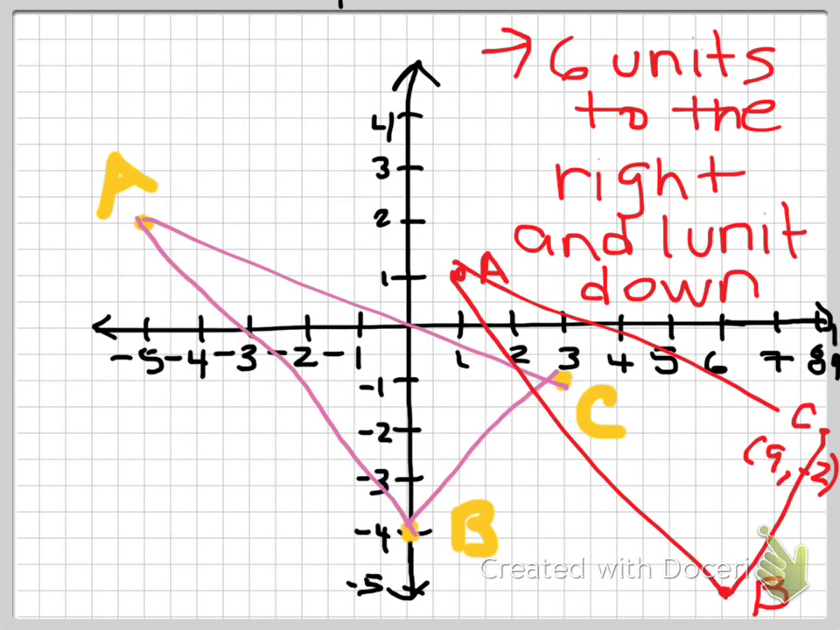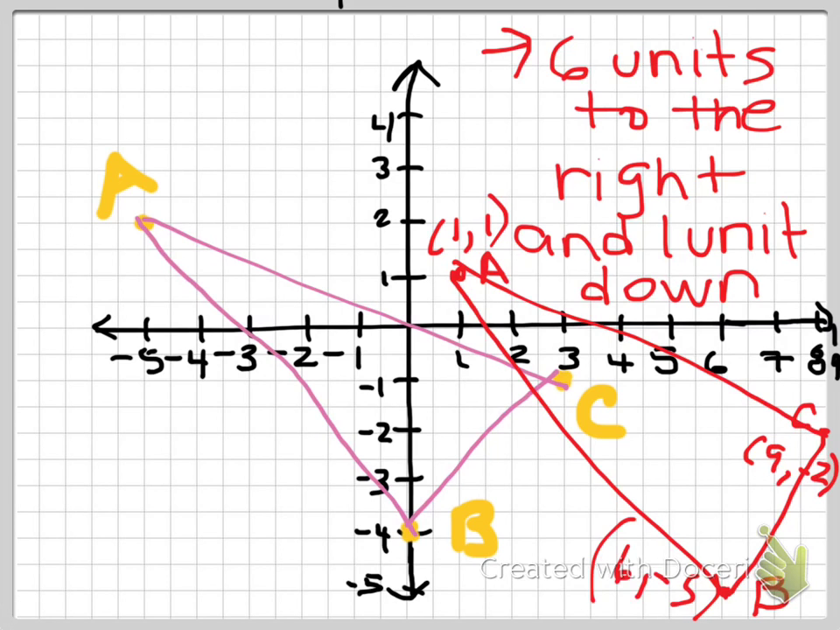And on the test, you're going to tell me the 3 points, or the 3 new ordered pairs. So letter C we did was 9, -2. Letter B was at 6, -5. And letter A is at 1, 1.